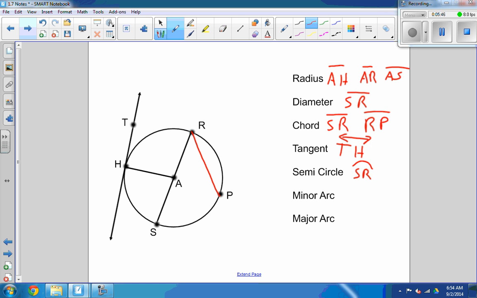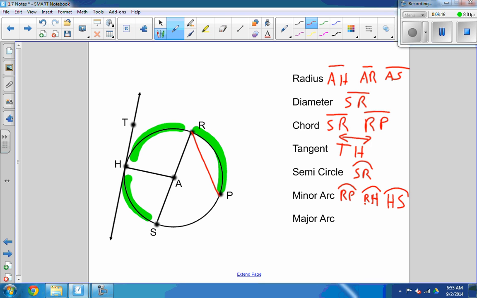Minor arc. I'm going to do RP as my minor arc, but I have other minor arcs. If you look at this, RP is a minor arc. It's less than 180. I also could do RH, I also could do HS. All of those are minor arcs. So RP, RH, and then HS.